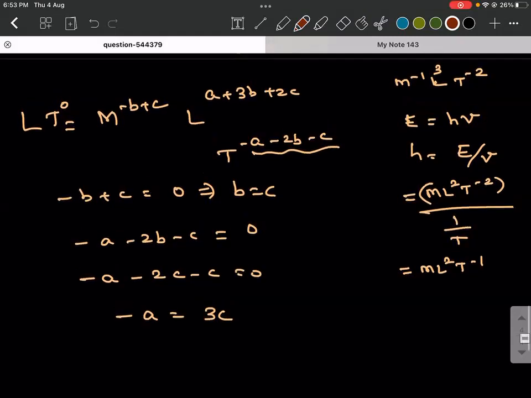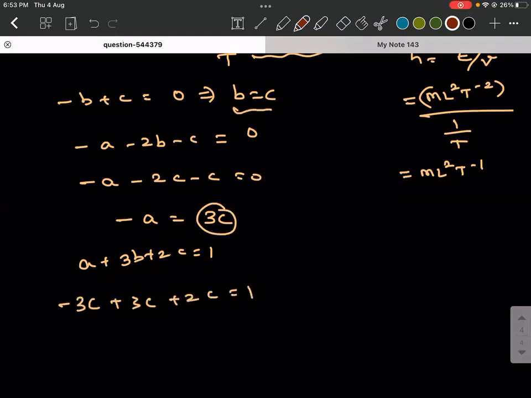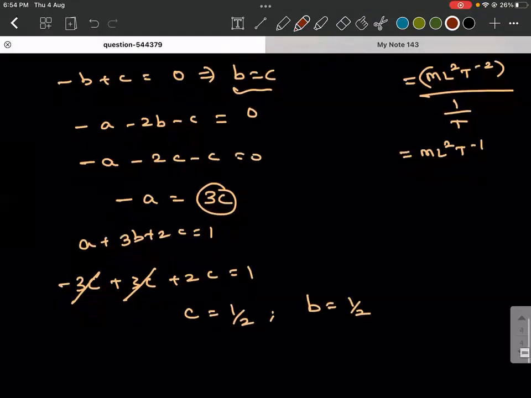Similarly, a plus 3b plus 2c is 1. So a is how much? Minus 3c, and b is equal to c. So minus 3c plus 3c plus 2c is equal to 1. So minus 3c plus 3c are gone. C will be half. If c is half, b is half. If b is half, a is minus 3 by 2.